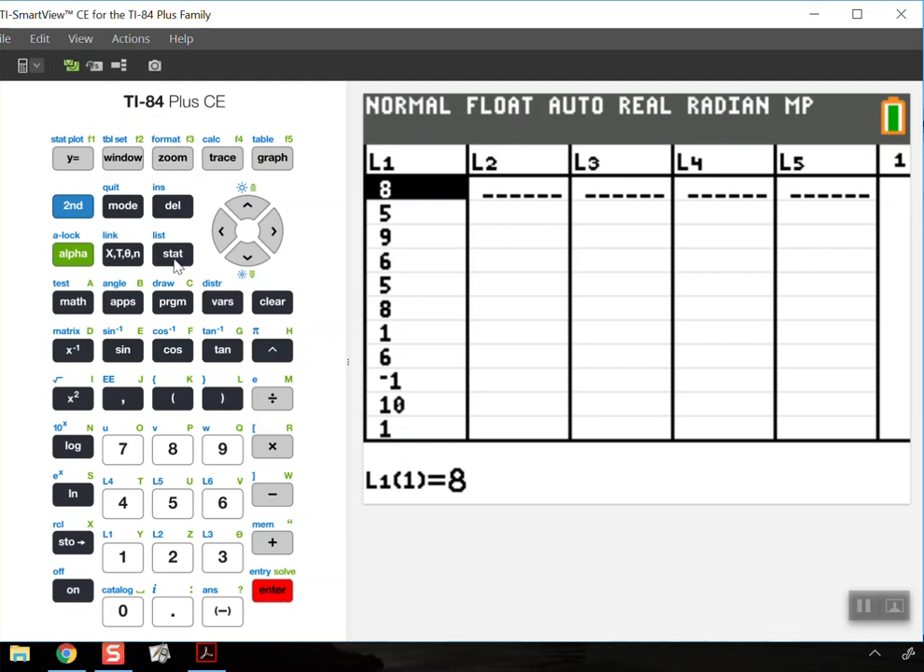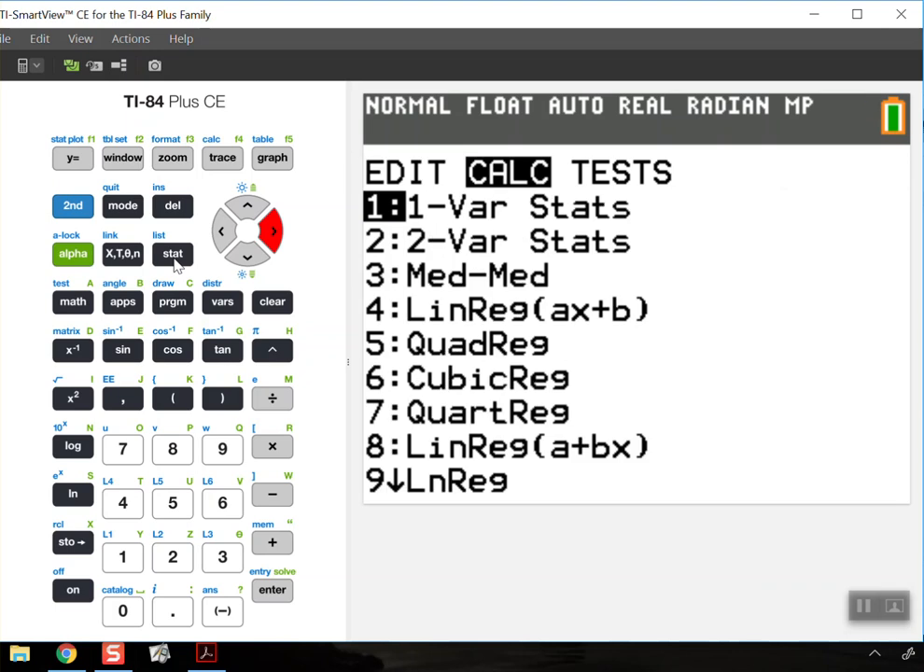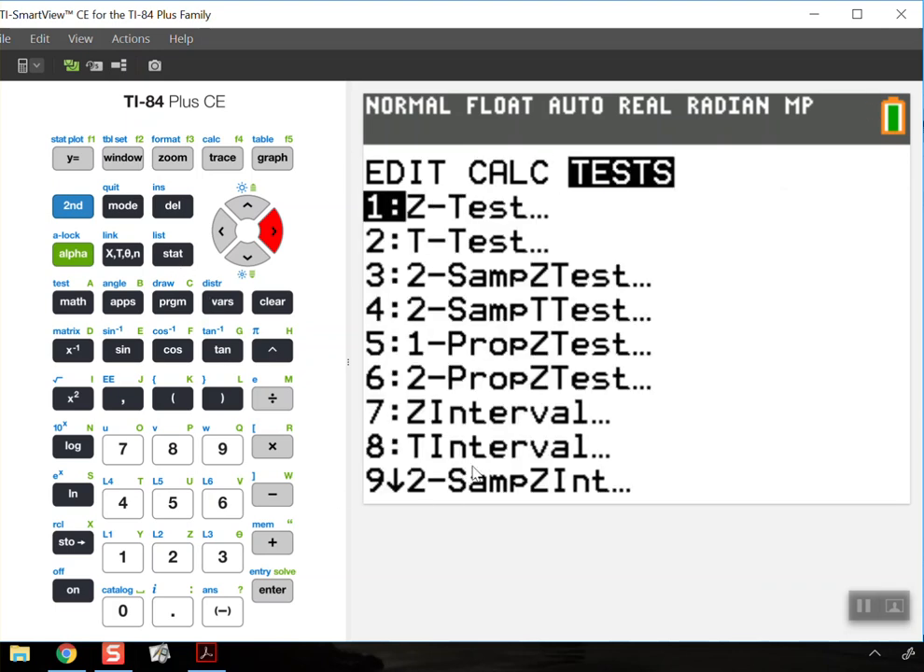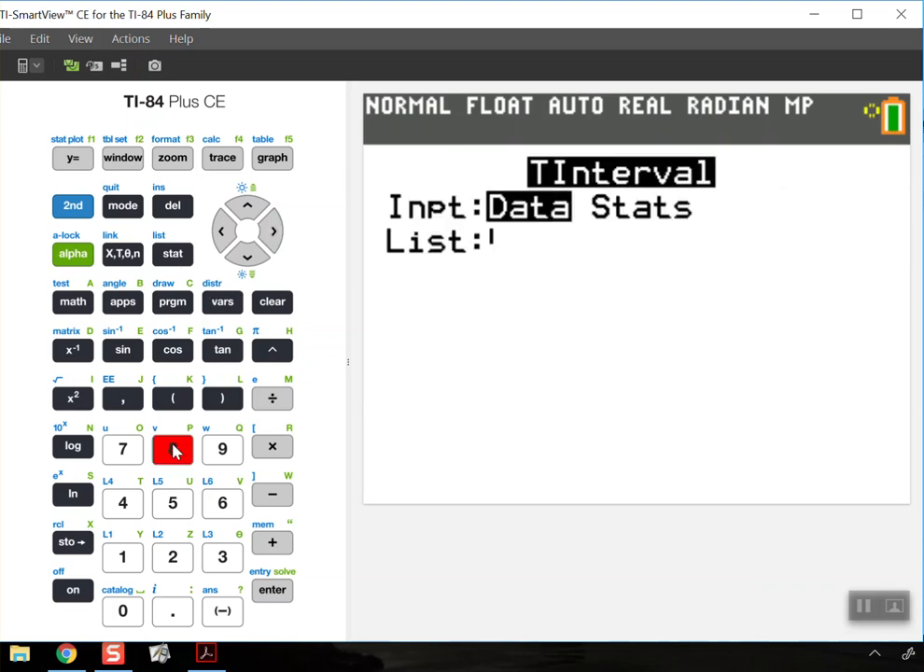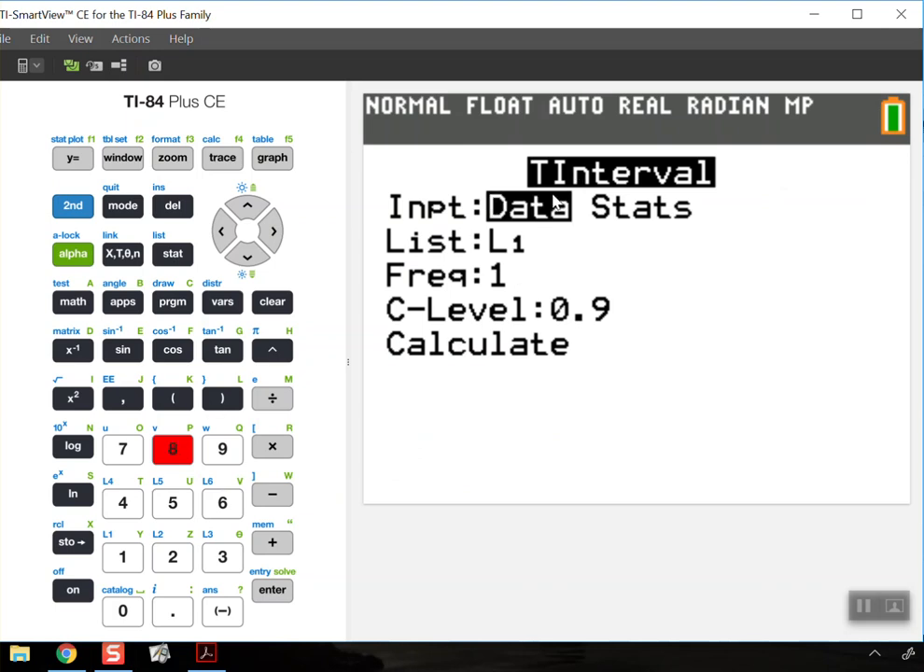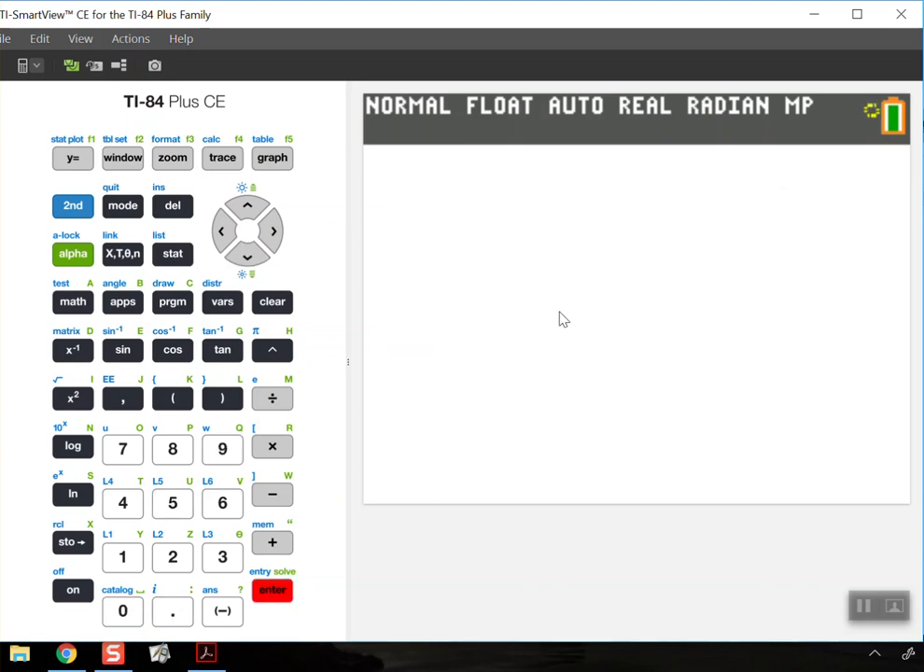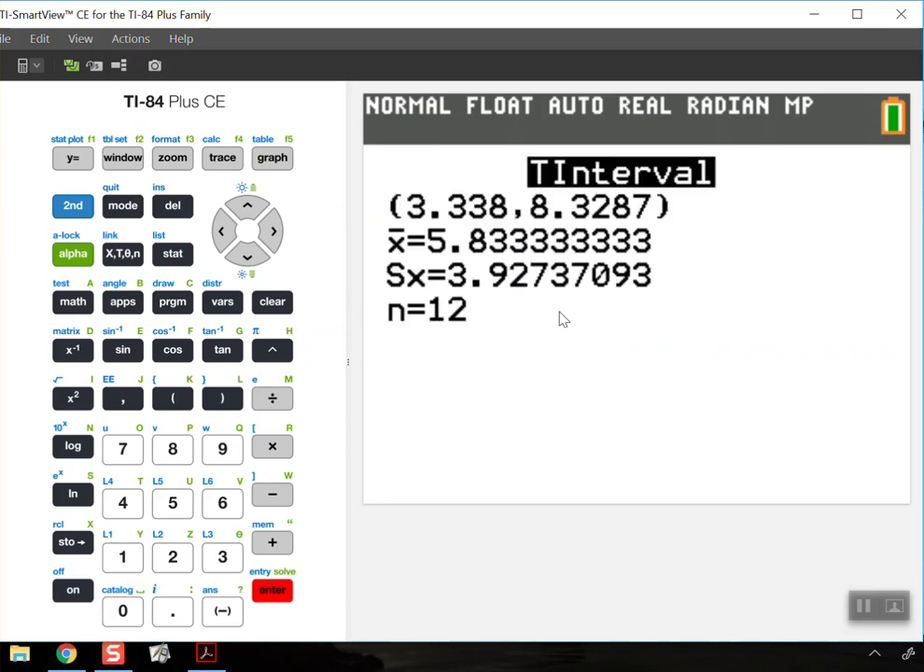Once you have your differences typed in, you can go to Stat, Test, T interval, which is 8. Select Data, because we're going to use our data in L1, and our confidence level is 0.95. And it spits out the same interval, or nearly the same interval with rounding differences, that we had on the slide.